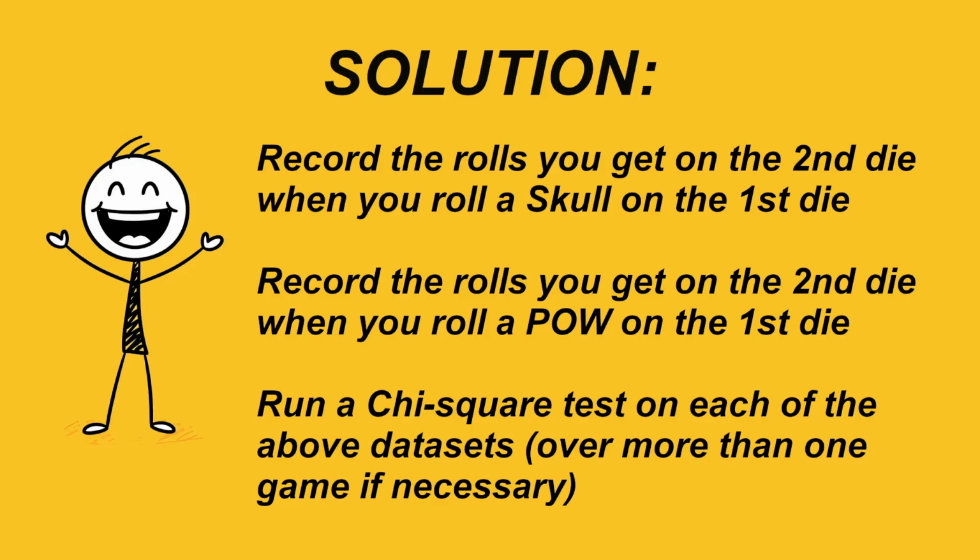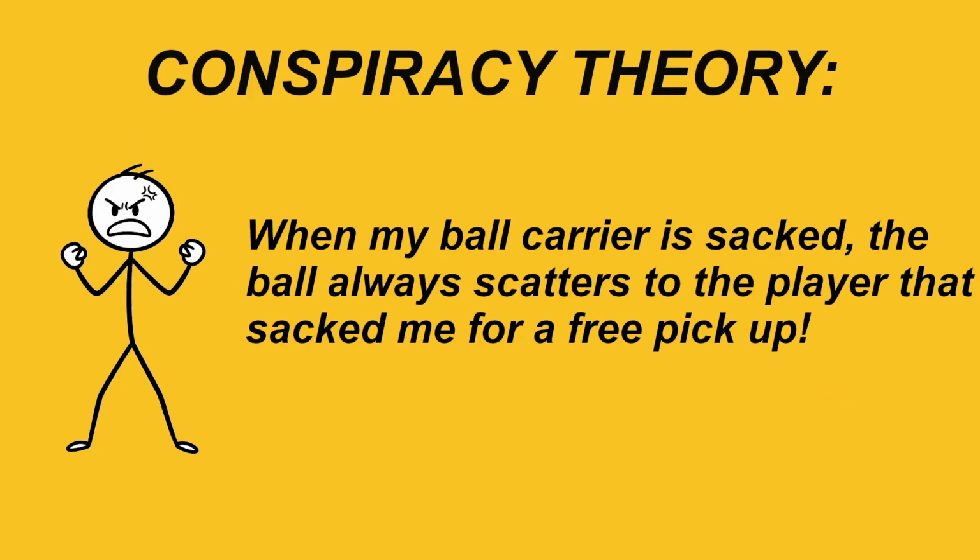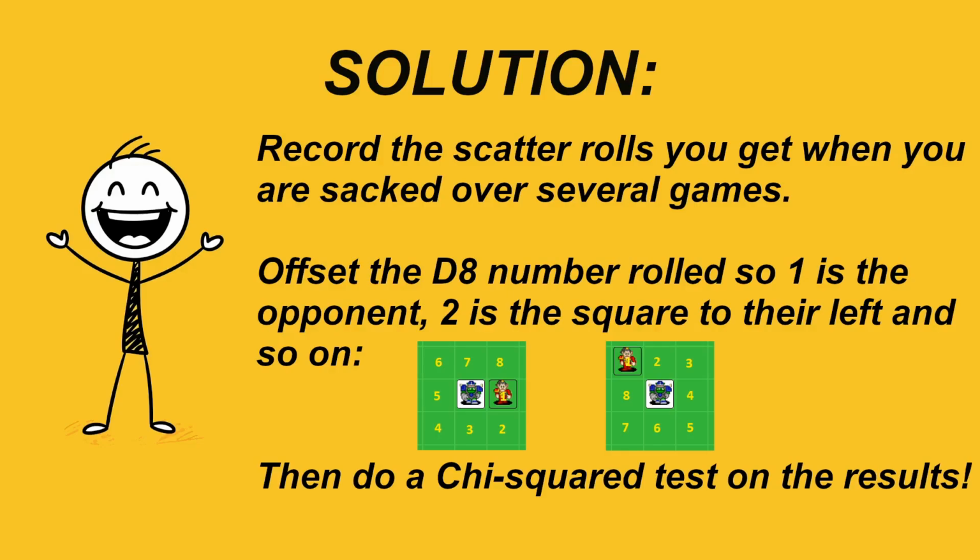I've also seen this conspiracy theory mentioned, which is when my ball carrier is sacked, the ball always scatters to the player that sacked me for a free pickup. So the solution to this one is to record the scatter rolls you get when you're sacked over several games. You can offset the D8 number rolled so that the 1 is the opponent, the 2 is the square to their left, and so on clockwise until you get back to the player's right hand side.